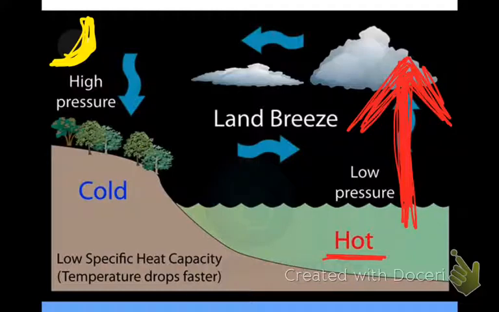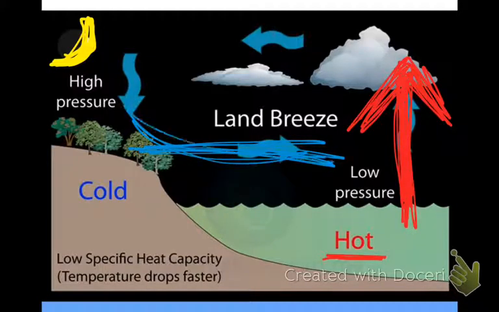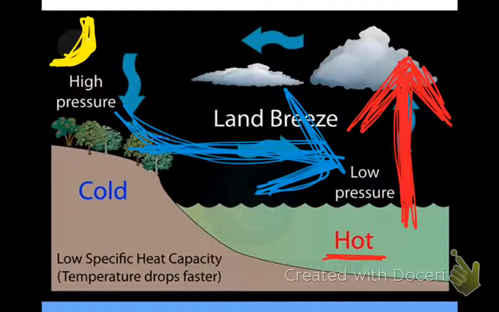Now, remember, your land changes temperatures very quickly. So as soon as that sun went down, this sand got very, very cold. And so that cold air is going to move in, and it's going to take the place of that warm air that has moved up.